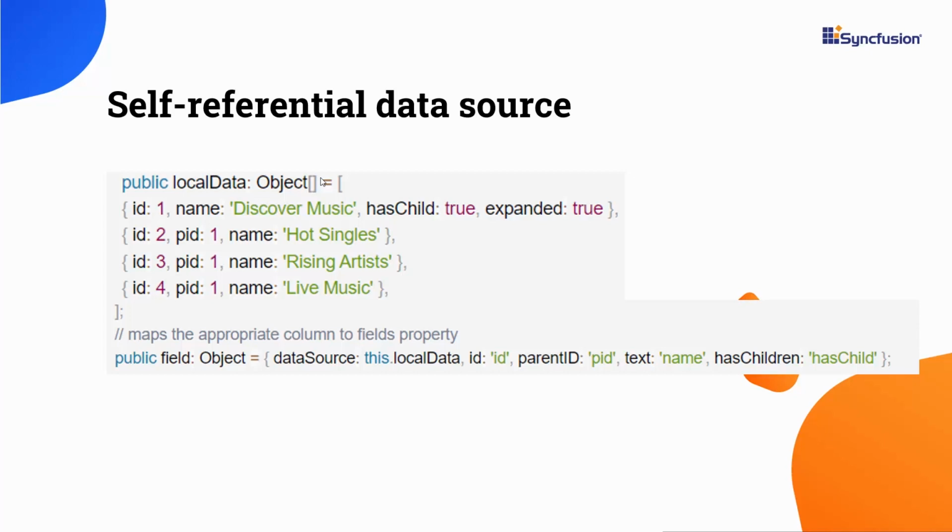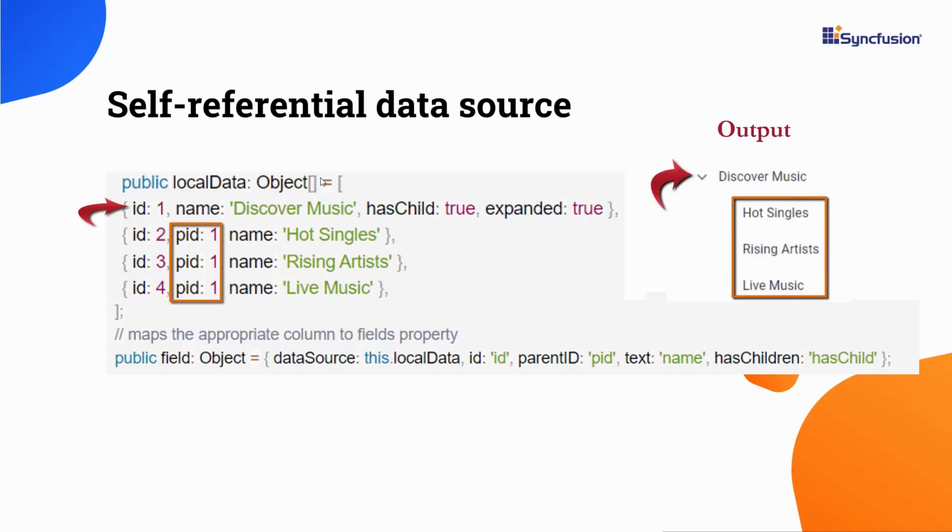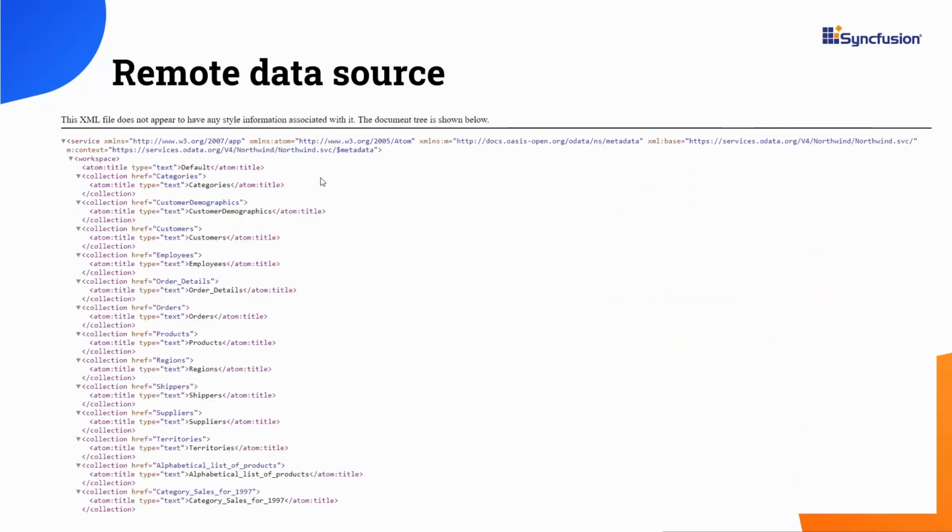In addition to the usual ID and text fields, you will see objects with two additional fields, parent ID and hasChildren. This hasChildren field indicates whether a parent node has child nodes. The parent ID field maps the appropriate parent node's ID to its child node. Notice here, these three objects have an additional field, parent ID with the value 1, which indicates that they render as child nodes. To bind the remote data, I am going to use Syncfusion's Data Manager library.